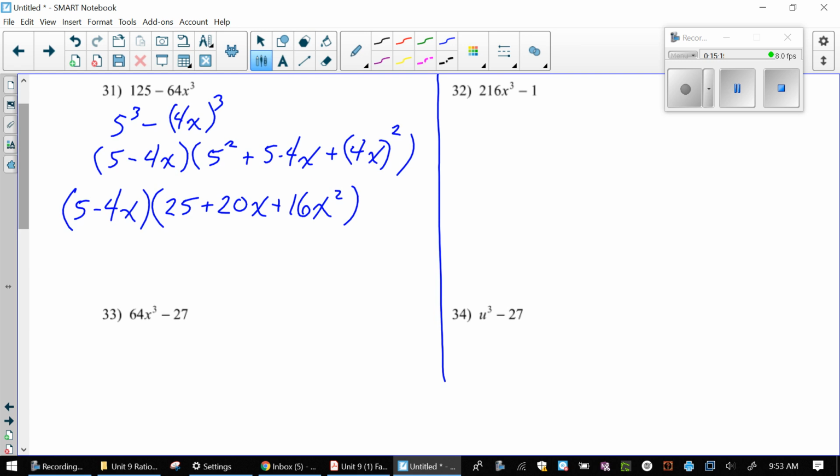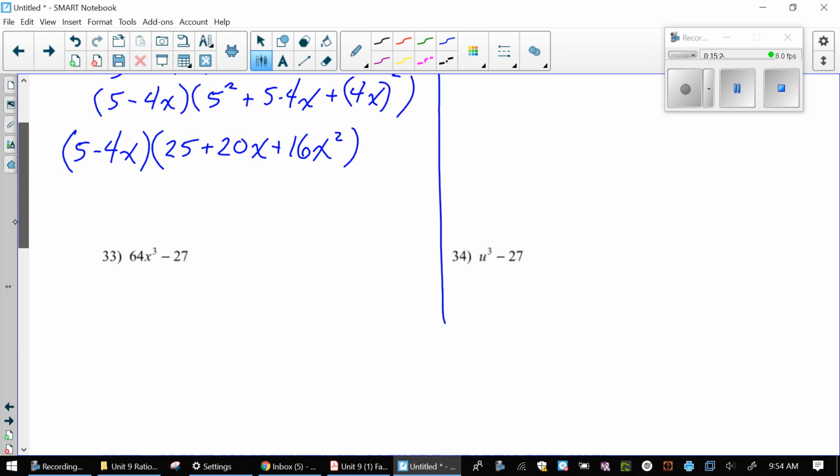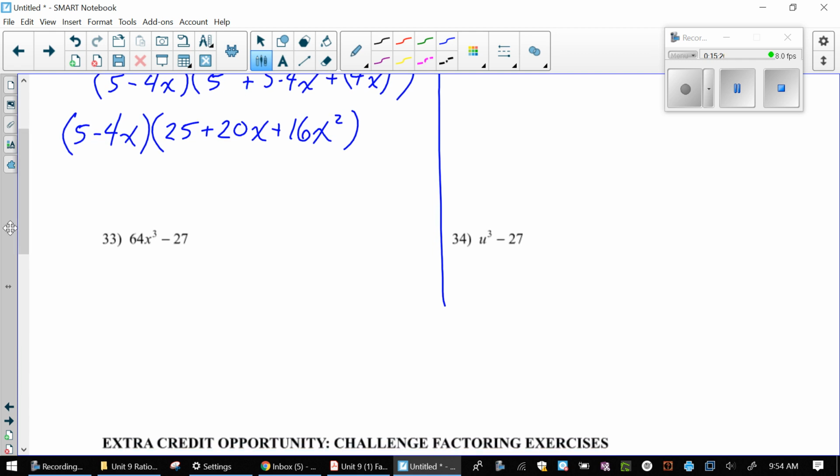All right, so if you want to pause, you can go on to number 32, or you can keep working with me and then do those two separately. All right, number 33. Let's go ahead with this. I'm going to rewrite again. I remember 64 is 4 cubed, so I'm going to write this as 4x quantity cubed. And I remember that 27 is 3 cubed.